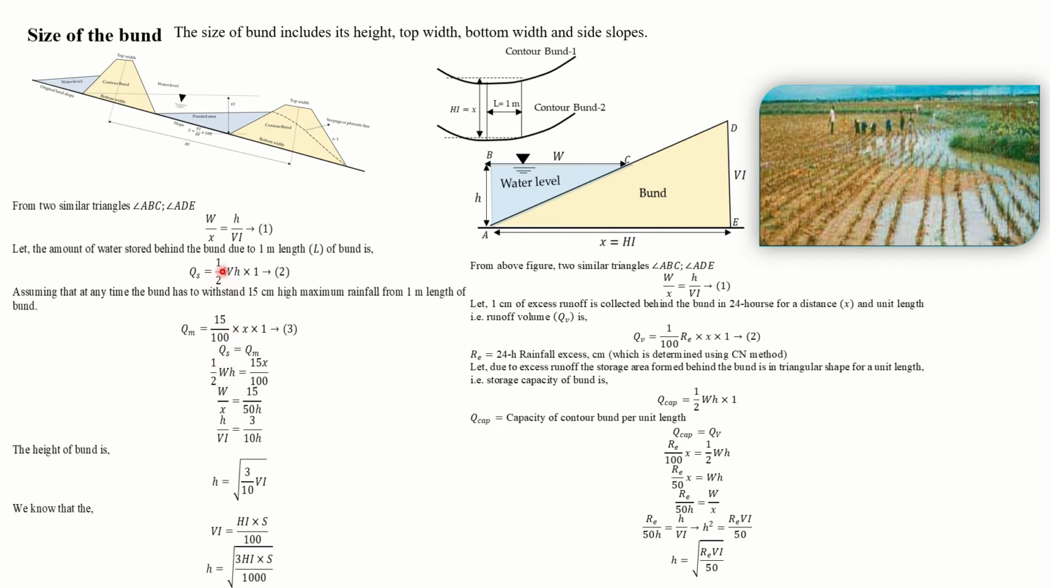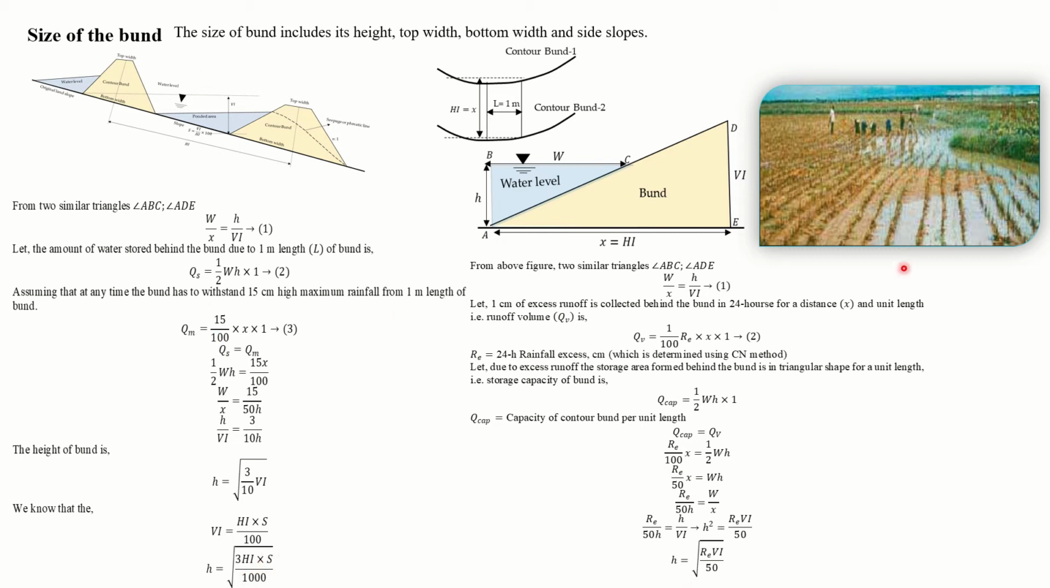Now equating these two equations, 1 by 2 into wh equals 15 by 100 into x. Simplifying this equation, w by x equals 15 by 50h. We know w by x is the horizontal width of the water over the vertical interval here, and we get the h value. We know the vertical interval equals the horizontal interval into slope by 100. So substitute the vertical interval in this equation and you get the height of the total bund.